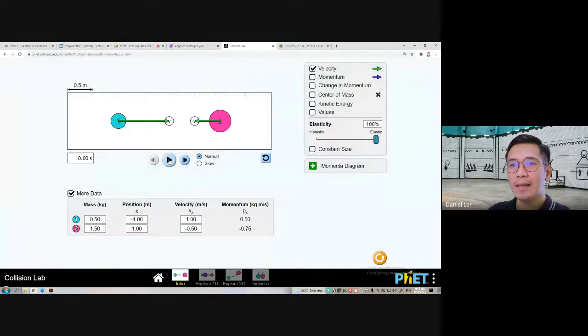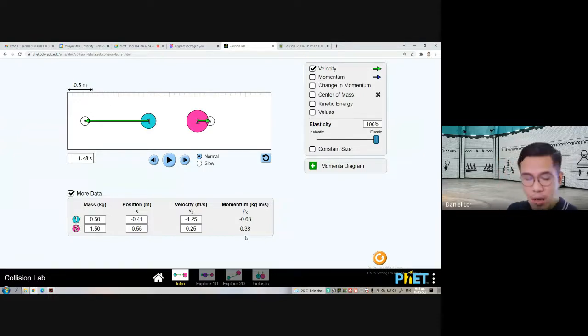However, their final velocities, if we sum up their final momentum, will also sum up to the initial momentum, right? Our initial momentum is negative 0.25. Our final momentum is or should be 0.25 also. So that is negative 0.63 plus 0.38, so that is also negative 0.25. Therefore, this proves that there is a conservation of momentum.